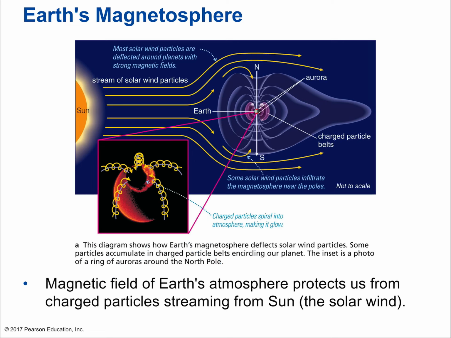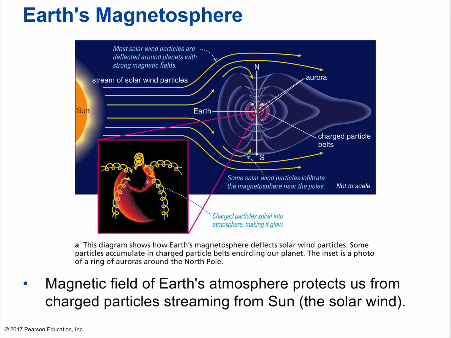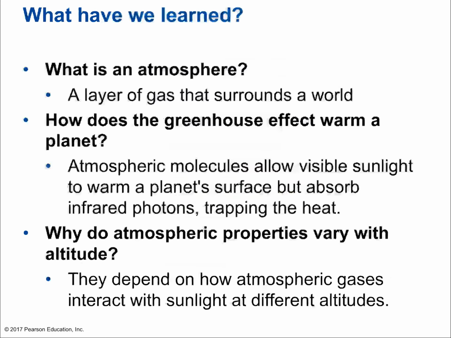Non-charged particles wouldn't experience a force from a magnetic field, by the way. The charged particles from the solar wind energize the upper atmosphere near the poles, because the poles are where the magnetic field lines really aren't parallel to the surface, and that allows charged particles to follow the field lines down to the poles, north and south. And that's why we have the auroras, the northern and southern lights.